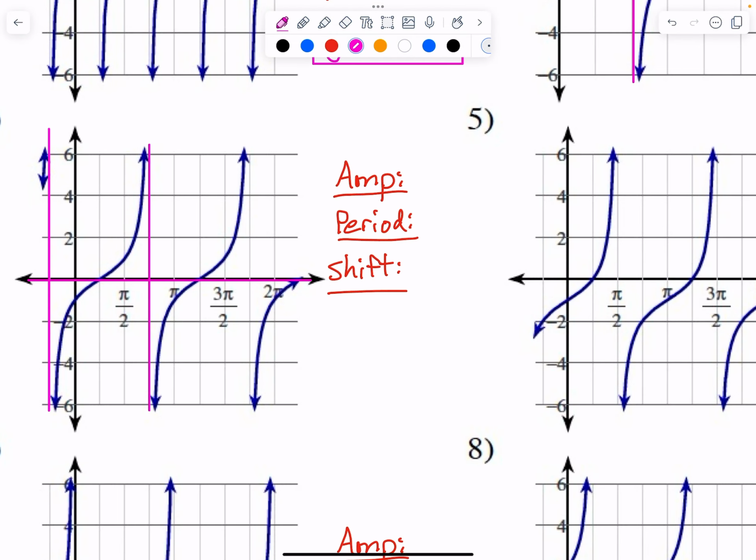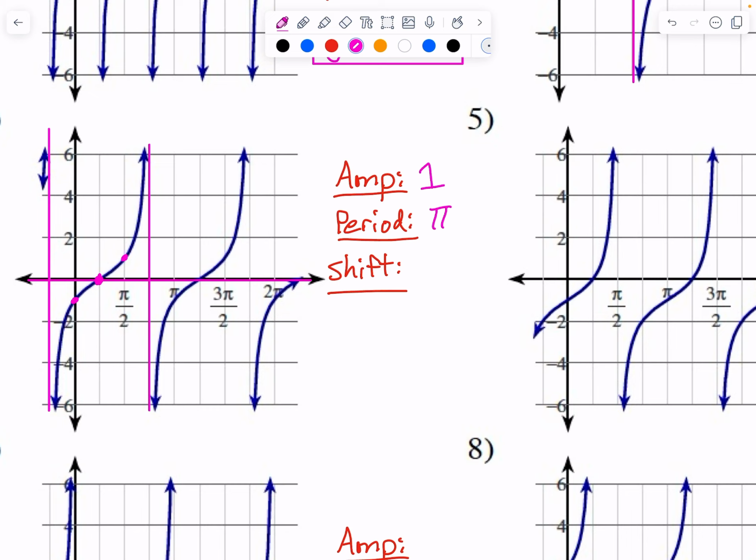Period is, each tick mark is pi over 4. It does it 4 times for each period. So the period is pi, that didn't change. The amplitude didn't change. You can see it goes up 1 in each direction. How I would tell if this went up to 2, then the amplitude would be 2. If it was all the way up to 4, then it would be 4. We can just tell really quick there. So the amplitude is 1 again.